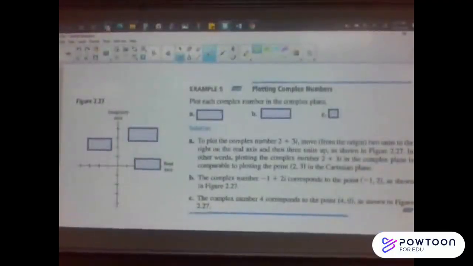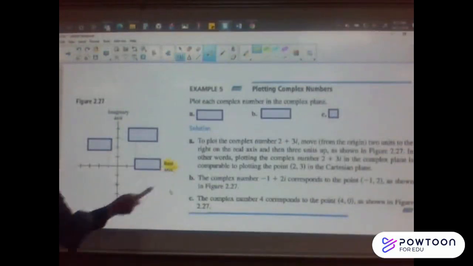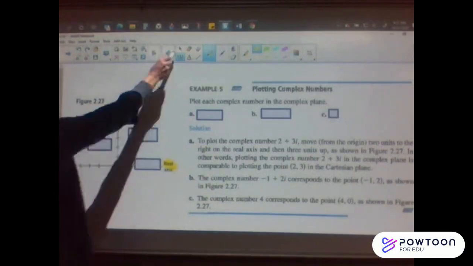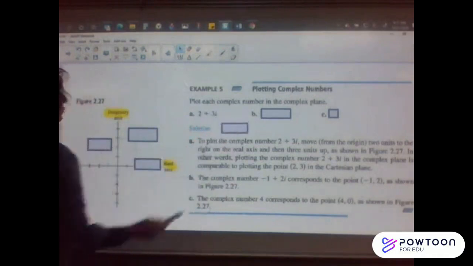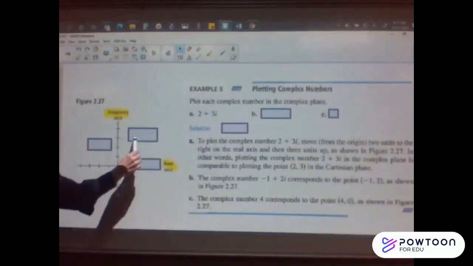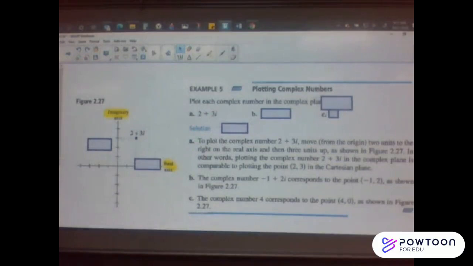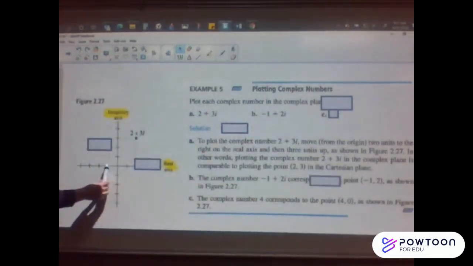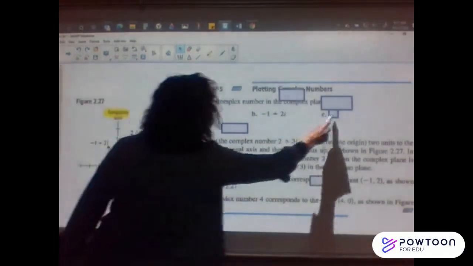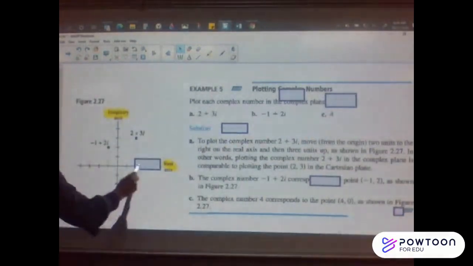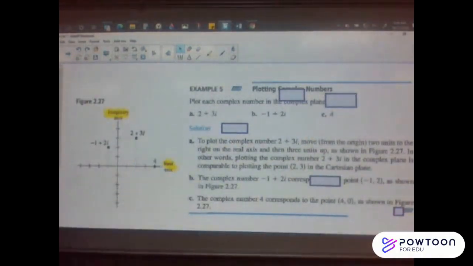Okay, the last thing we have is being able to plot a complex number. Instead of an X and Y axis, we're going to have a real axis and an imaginary axis. So if I want to plot the point 2 plus 3i, I go over 2, up 3, and there's our 2 plus 3i. This one is -1 plus 2i. And then if I want to plot 4, that just goes over on the real number axis to 4.